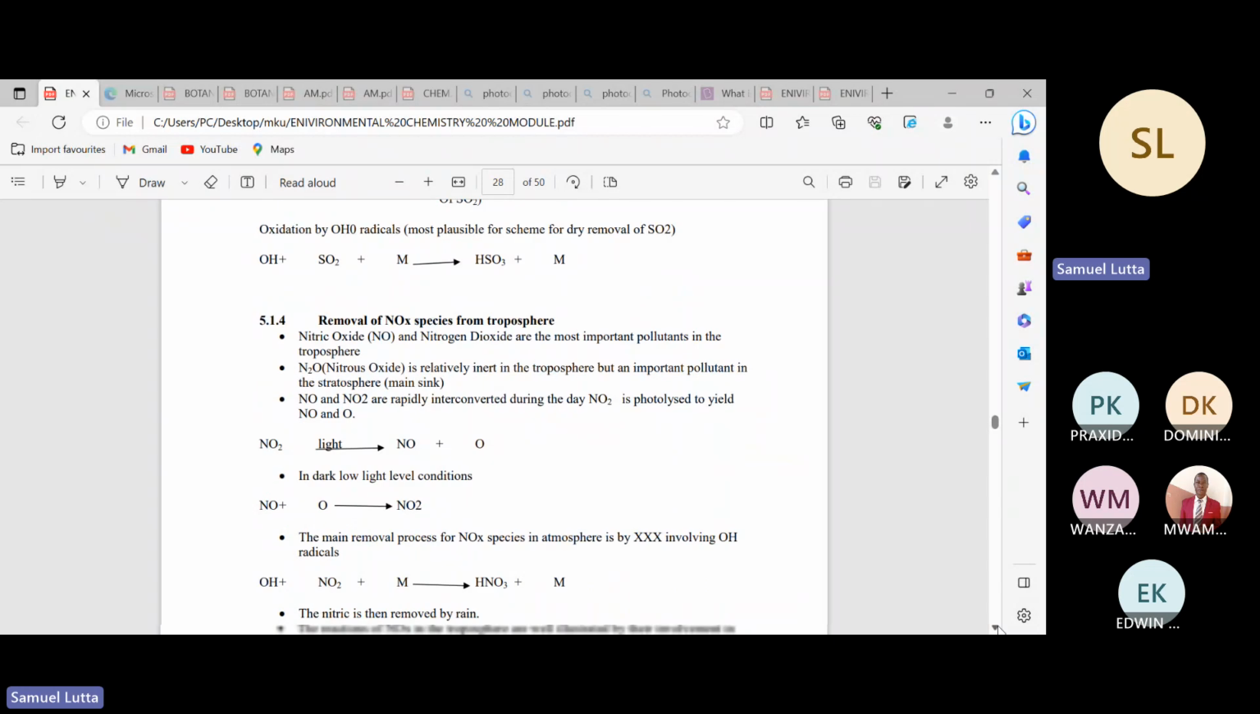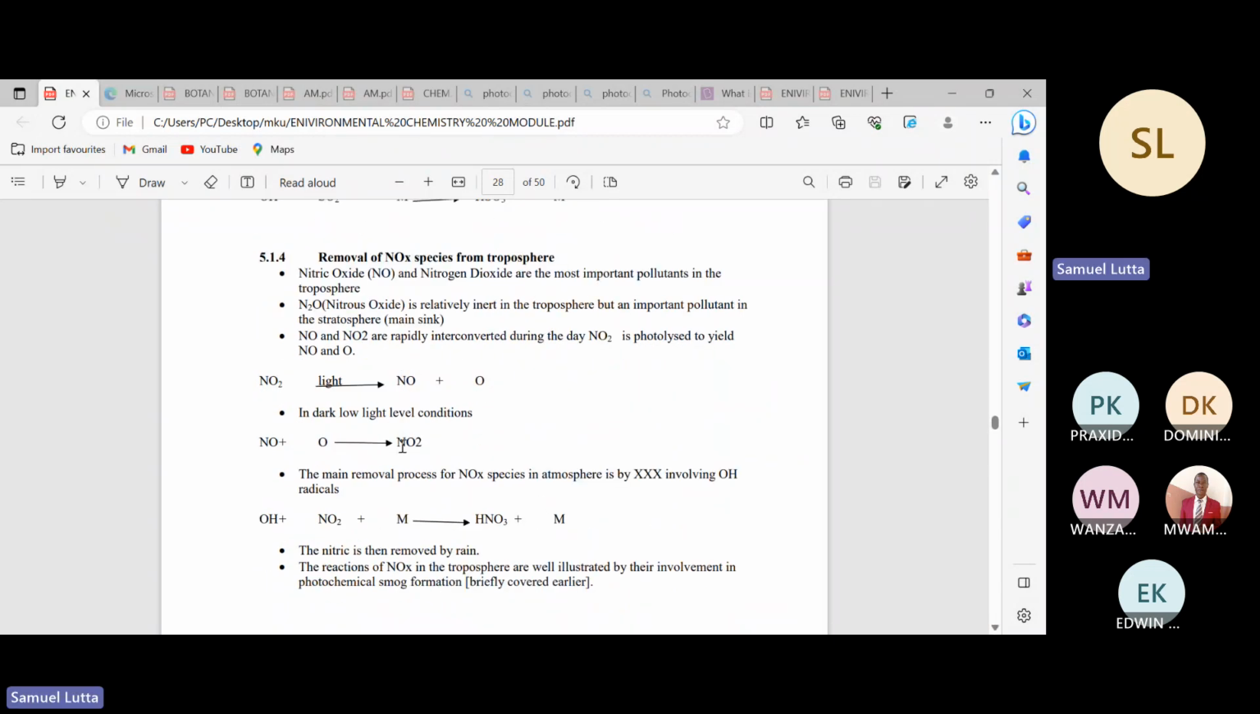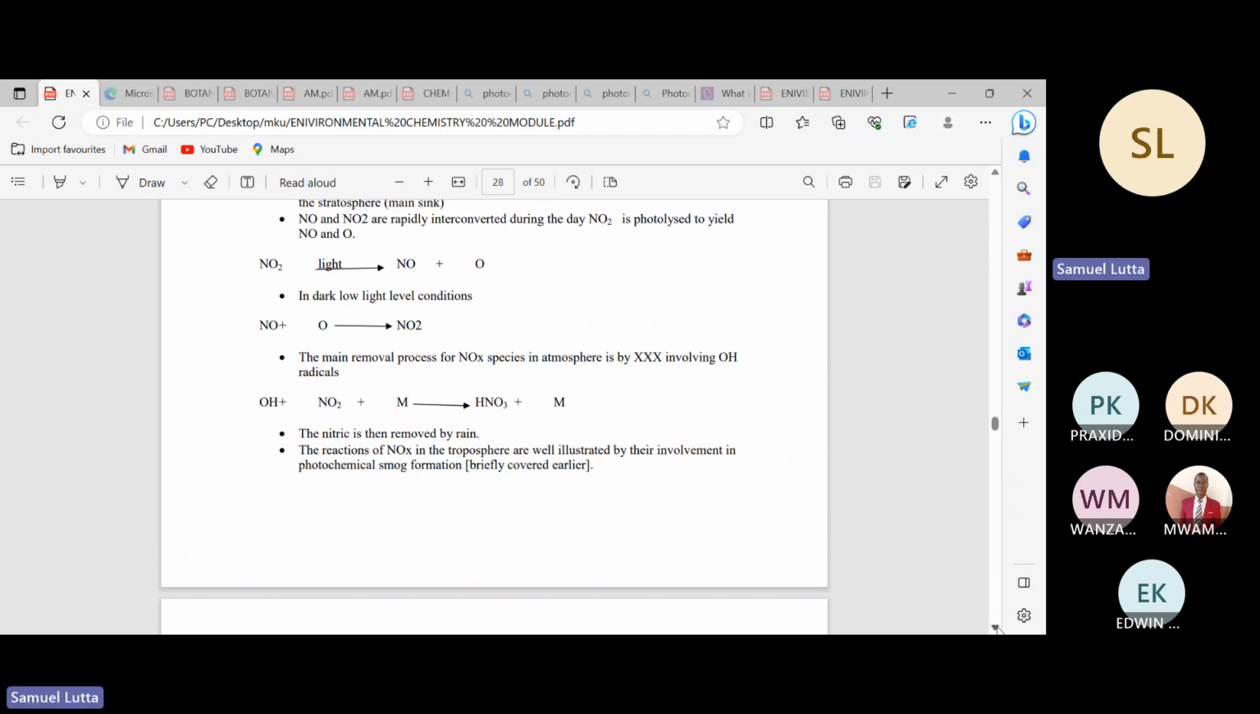NO2 or nitrogen dioxide. And the nitrogen dioxide that we form can also be removed by the OH radical. So OH radical can combine with the NO2 in presence of a third body, which we give as a simple M, to give us nitric acid, maybe in vapor form. And we know when this one combines with water, it will fall as acid rain. So the nitric acid is removed via acid rain.